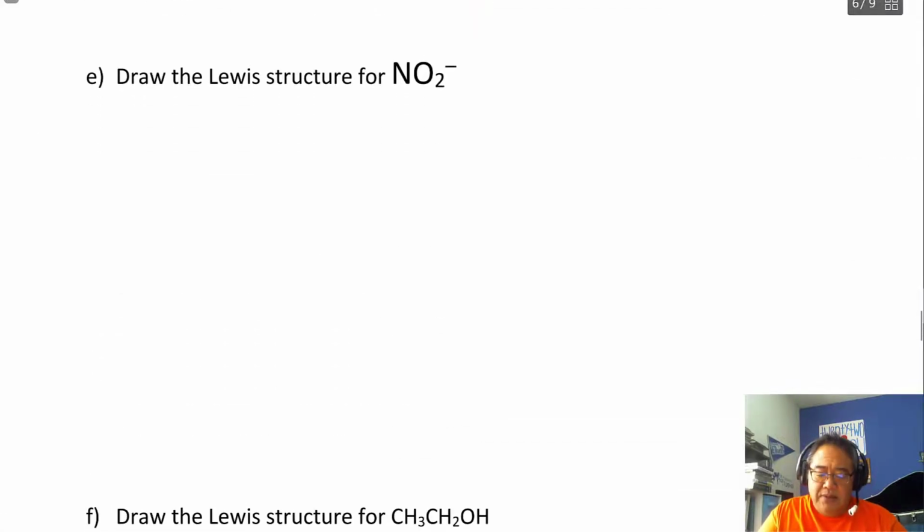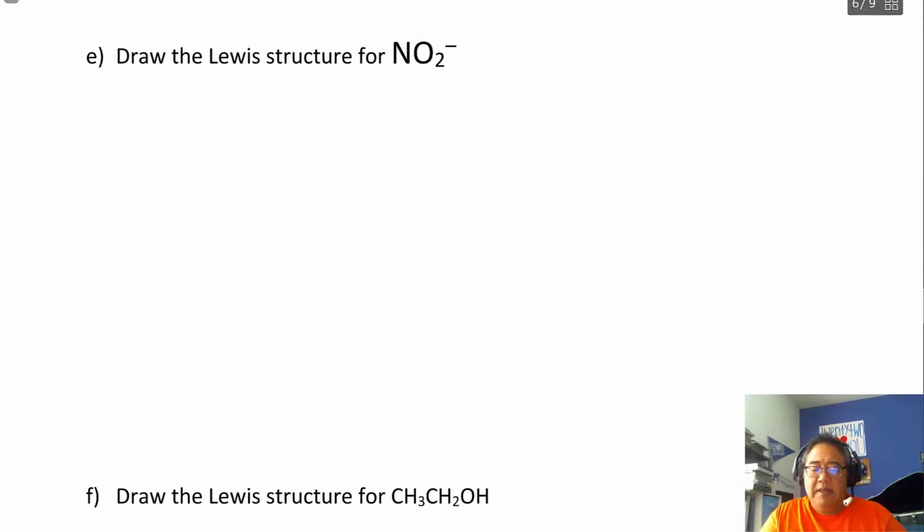All right, so let's go ahead and do NO2. And we'll draw a skeleton. So for NO2 minus, we're going to draw a skeleton. So I'm going to draw, let me do this in blue here. I kind of like the orange, but whatever. We're going to write the skeleton. And again, nitrogen in the middle.